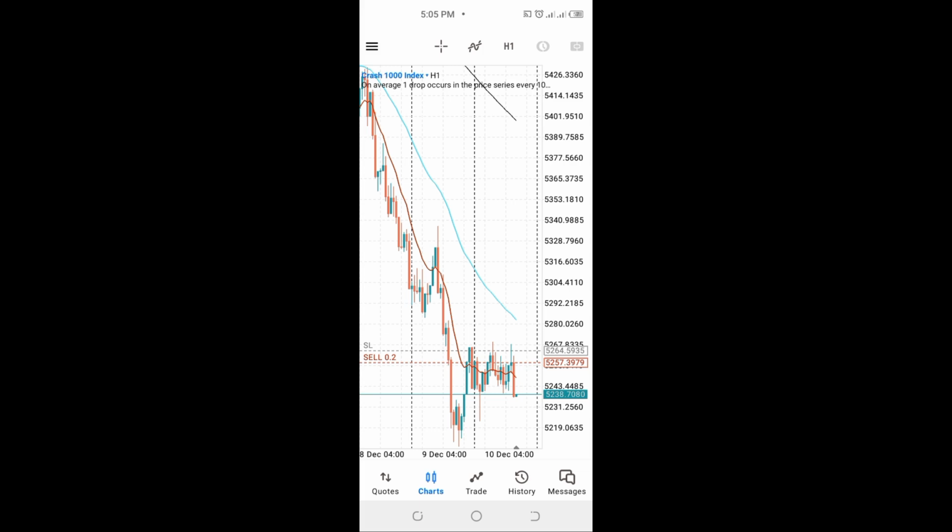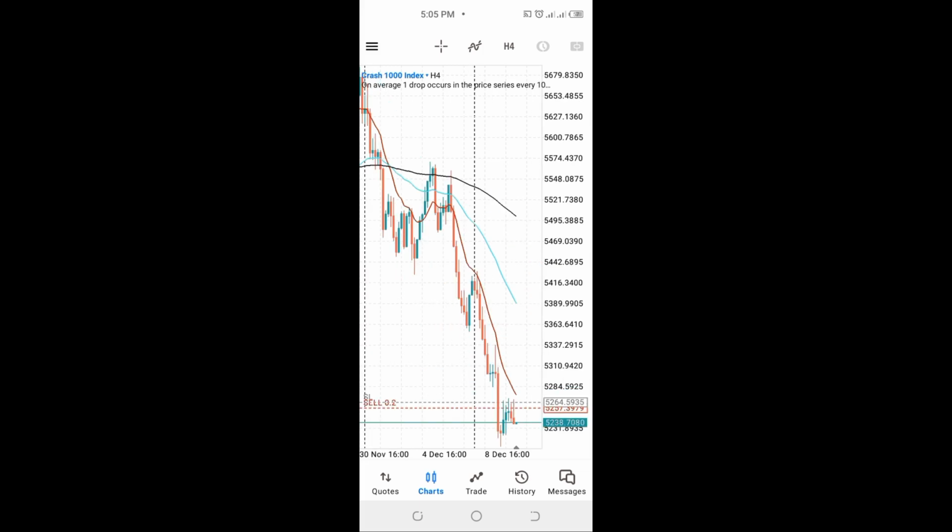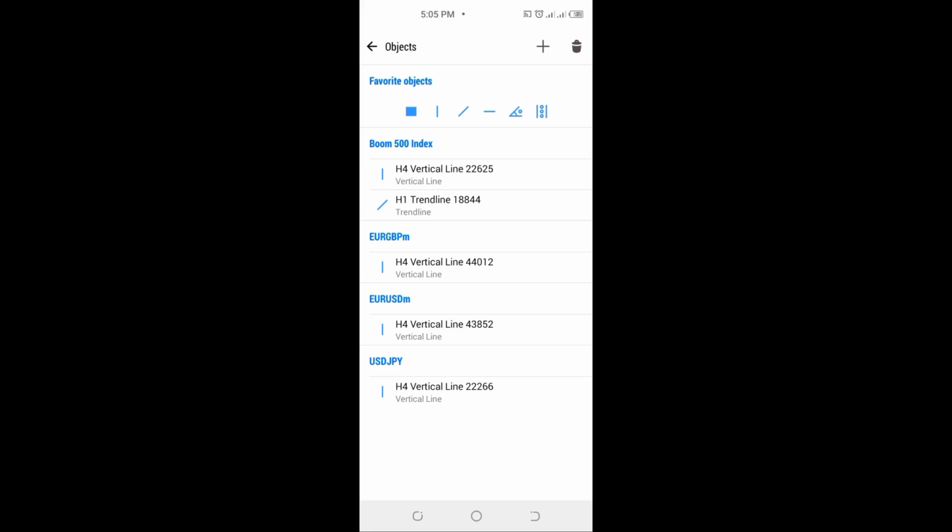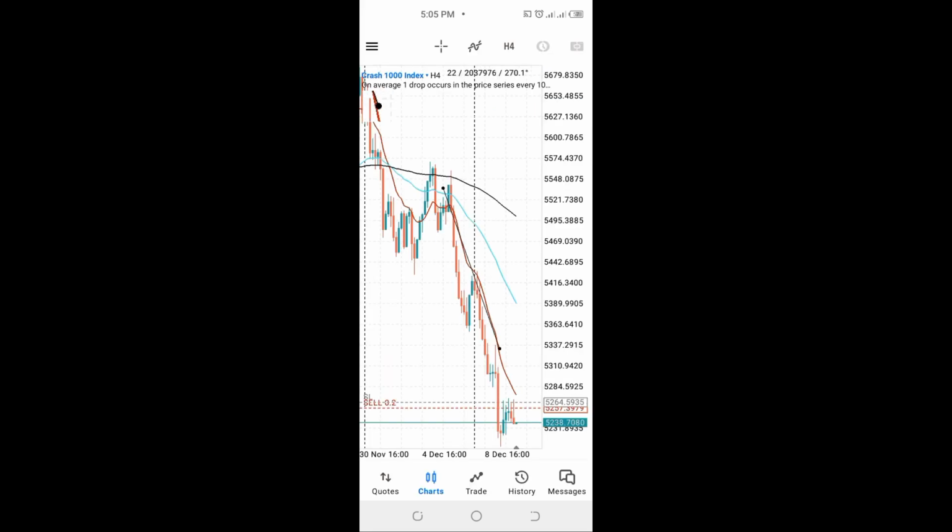Now, I took this trade. Why did I take this trade? On the 4-hour time frame, I noticed the Crash 1000 index has been on a downtrend. As you can see from here, it has been on a downtrend, right? Okay, good. So I'm going to show you something now.